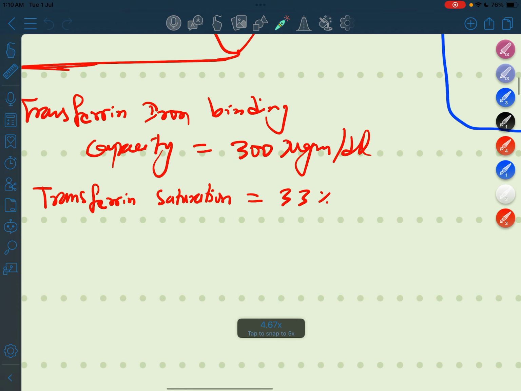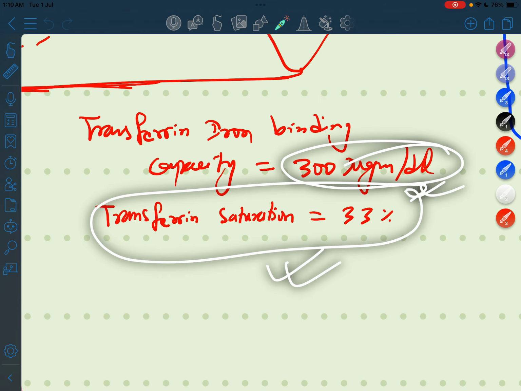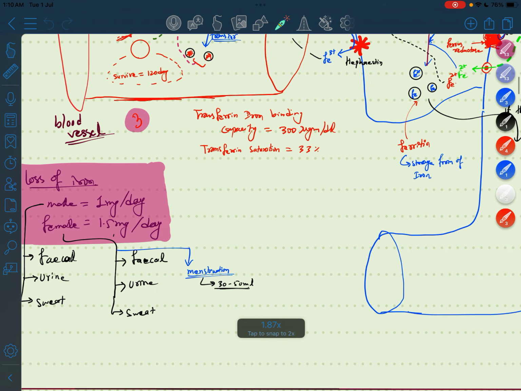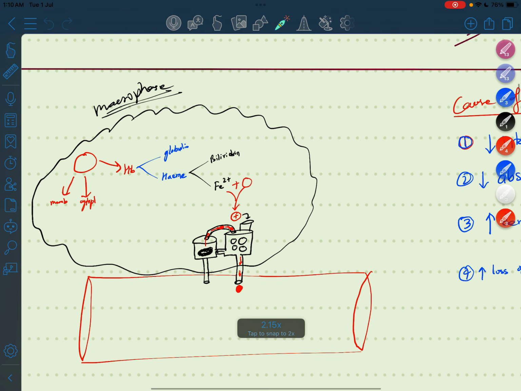And if we look at the total iron binding capacity, it is 300 micrograms per deciliter, and the transferrin saturation is 33%, only 33%. After that, inside the macrophage, the iron and the porphyrin bind, and with ferroportin binding, it is converted into hemosiderin, and also into ferritin, and goes into the circulation.